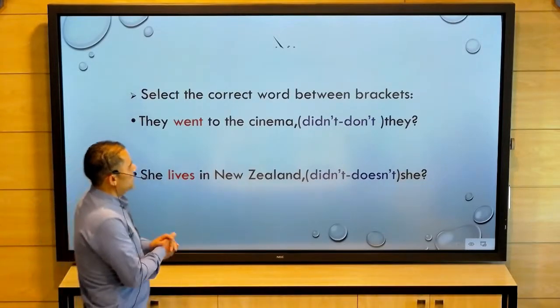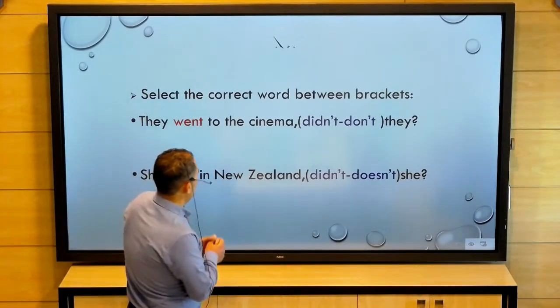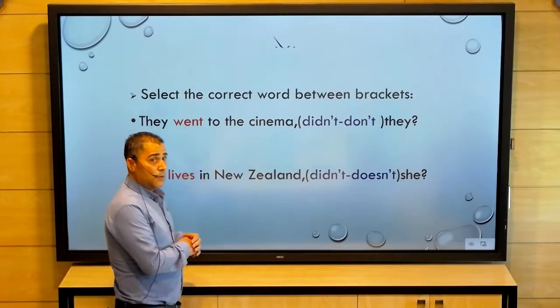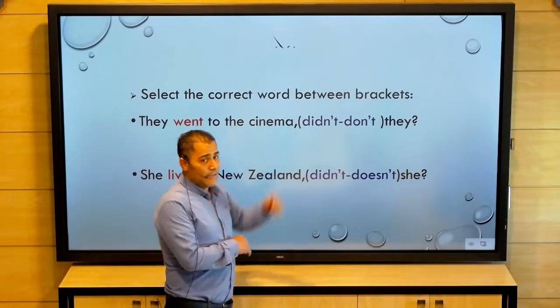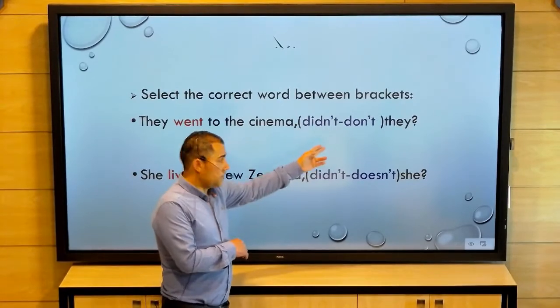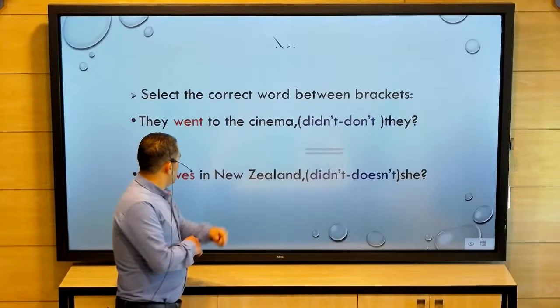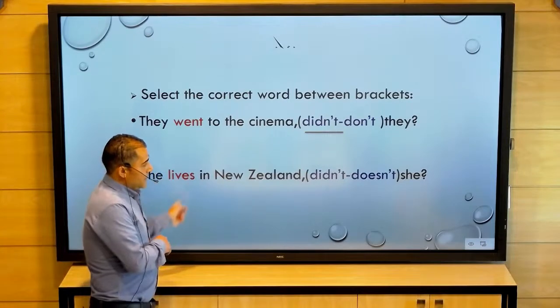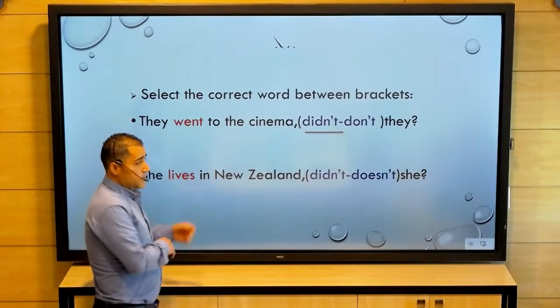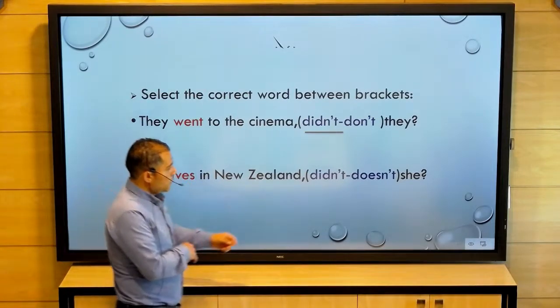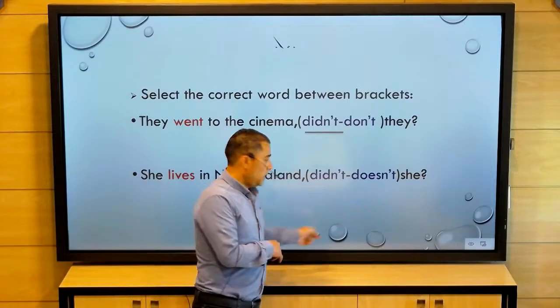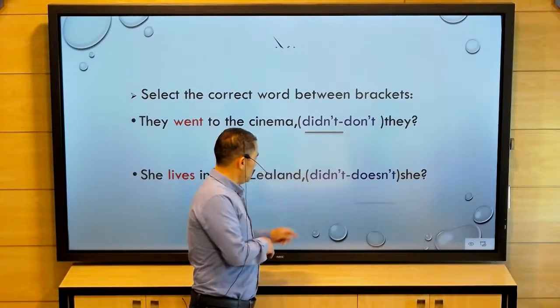Now, we have to choose the correct word between brackets. They went to the cinema. Don't, didn't they? Here it went, in the past simple. We will go with the past simple, didn't. We also use the negative form. She lives in New Zealand. Didn't, doesn't she? Lives, it's a present simple followed by an s. We will go with the verb does, okay, not did, because it's a present simple. Doesn't she?